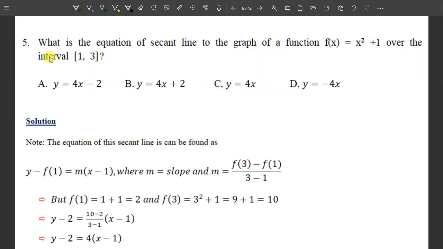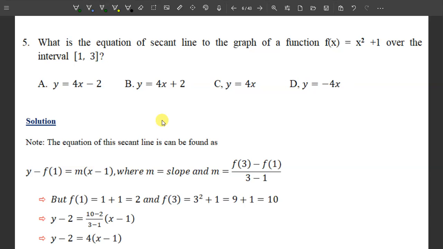Here, question number 5. It says, what is the equation of a secant line to the graph of the function f of x is equal to x squared plus 1 over the interval from 1 up to 3? That is what the question says. Let us see how to find the equation of a secant line. A secant line means it is a straight line that intersects the graph of a given function at 2 points. That is what we call a secant line.